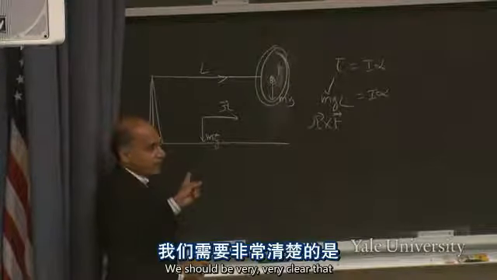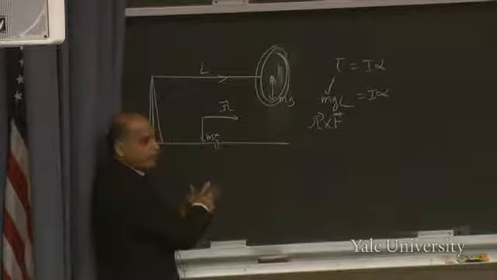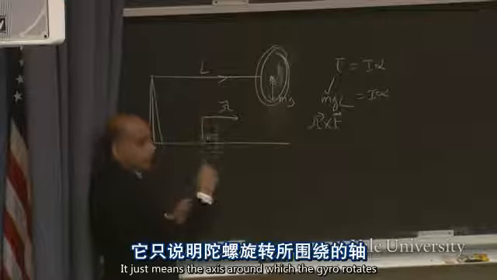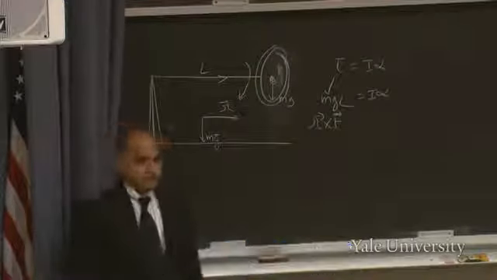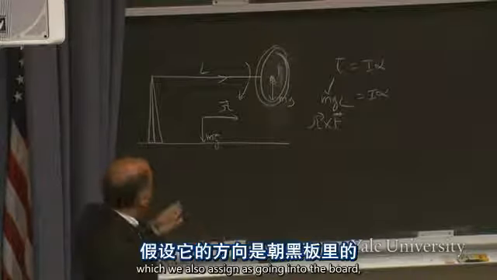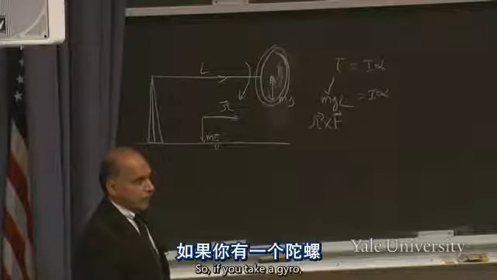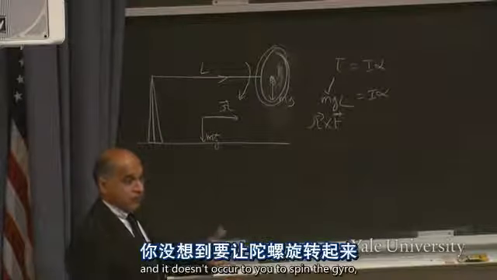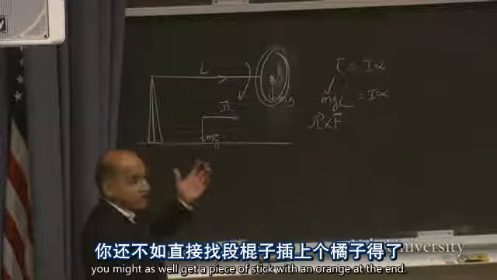You should be very, very clear that when angular momentum points into the board, it doesn't mean the gyro goes into the board. It just means the axis around which the gyro rotates is pointing into the board. It's another way of saying it rotates like that. So gyro will pick up an alpha, which we also assign as going into the board. It will just fall down. So if you take a gyro and it doesn't occur to you to spin the gyro, you might as well get a piece of stick with an orange at the end.